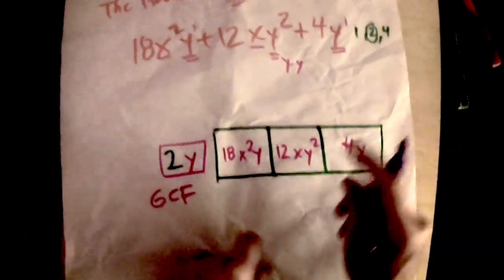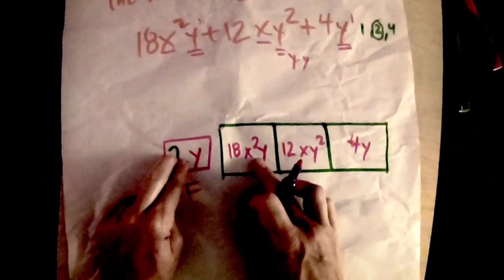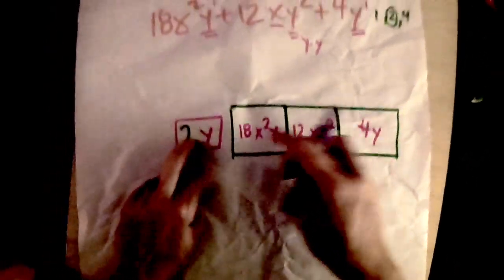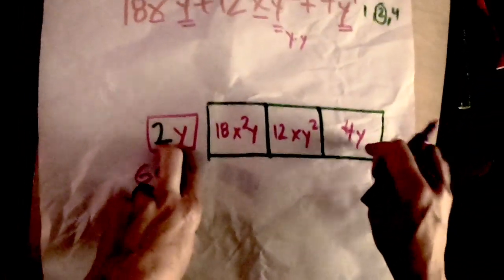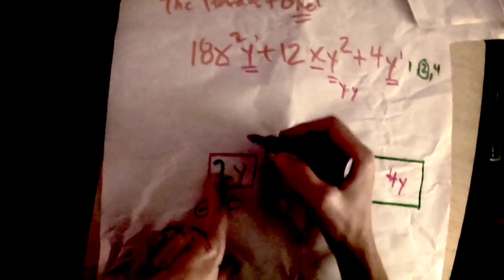All right, and that's what we're going to factor out of these. 2y times something will give us this term. 2y times a different factor will give us this term. And 2y times another different factor will give us 4y. That's why it's called factoring. We're making factors.